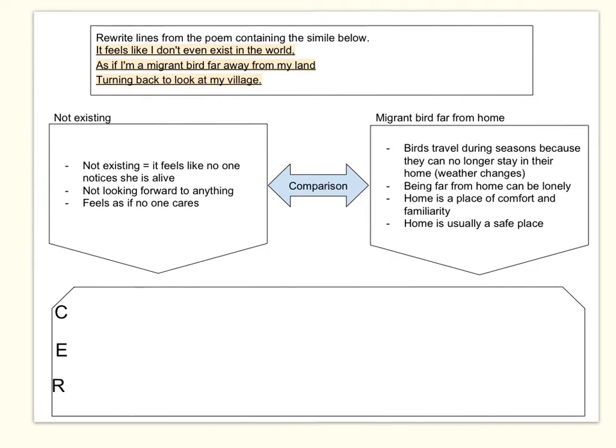On this slide, you can see that I've listed what I think about when I consider both parts of this simile. So when I think about when she says it feels like I don't exist in the world, I've listed a few items there. And then when I think about the comparison to a migrant bird far from home, you can see what I think about there. Take a few moments to read over my thoughts and compare them to your own.